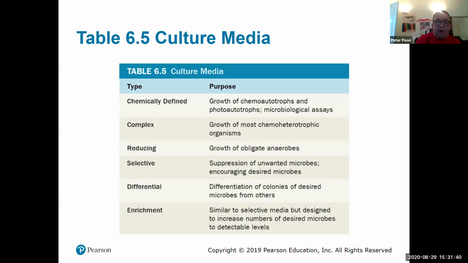Okay. So the difference between selective and enrichment is that in enrichment, I'm actually trying purposely to grow as many of that bacteria as I can. With selective media, I'm just trying to see if it grows and see what grows.